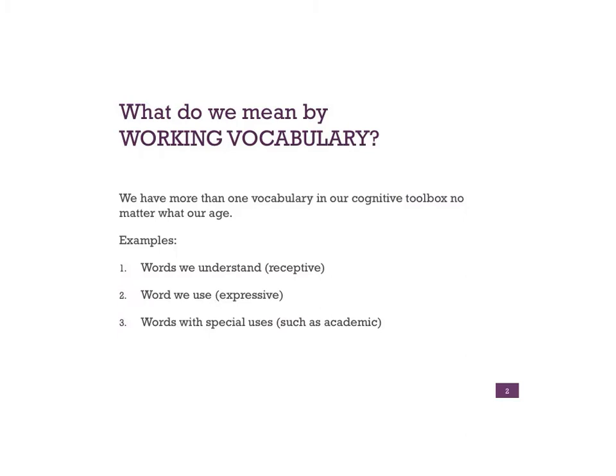The first thing we need to do is understand what we actually mean by working vocabulary. We have more than one vocabulary in our cognitive toolbox, no matter what our age. Some examples might be words that we understand, that is the receptive vocabulary, words that we use, expressive vocabulary, and words with special uses, such as academic or discipline vocabulary.